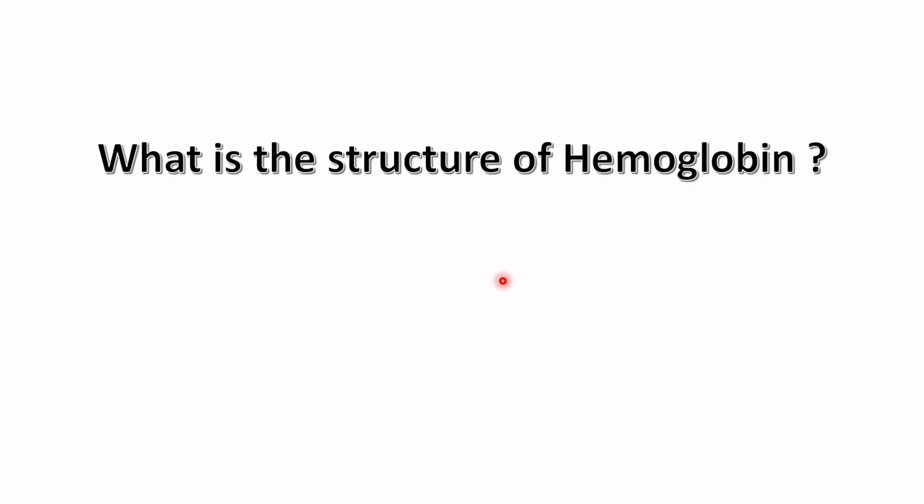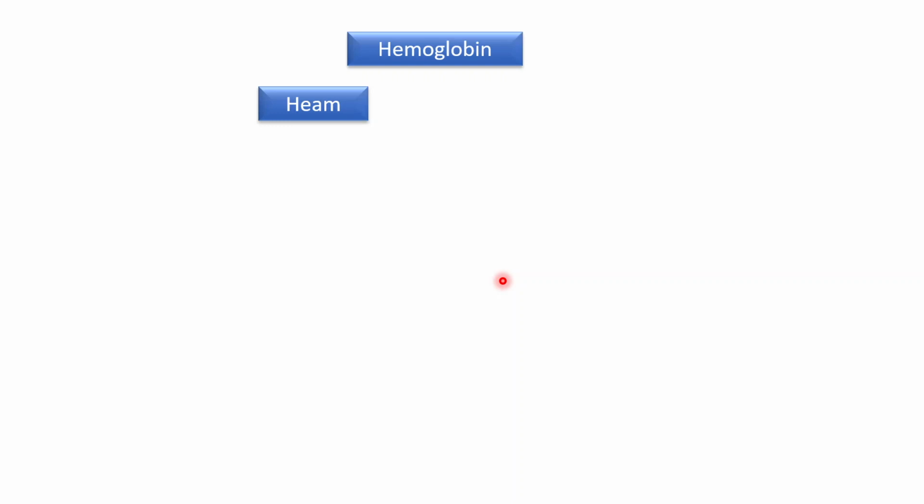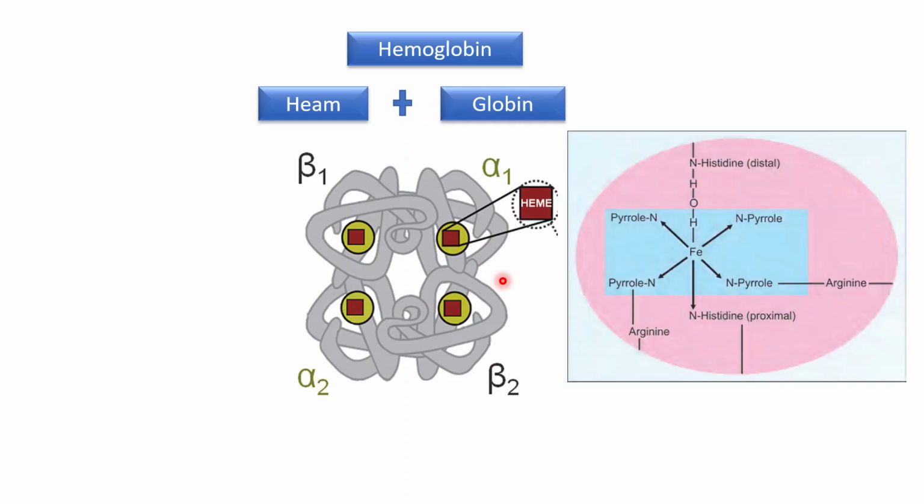Next, let us look at what is the structure of hemoglobin and how does the structure of hemoglobin help in its function, that is transport of blood gases as well as acting as a buffer. Now we know hemoglobin, as told earlier, is made up of heme as well as globin. Globin is the protein part, heme is the non-protein part. Now if you look at this structure of heme, this heme consists of four pyrrole rings and one iron atom at the center.